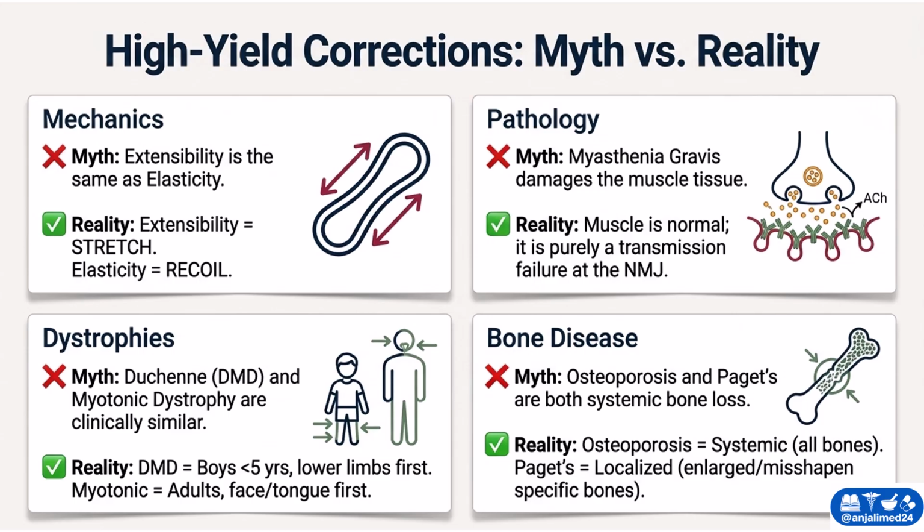Next, pathology. Another myth is that myasthenia gravis damages the muscle tissue itself. In reality, the muscle fibers are completely normal. The actual problem is failure of signal transmission at the neuromuscular junction.